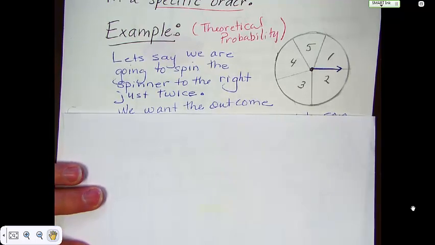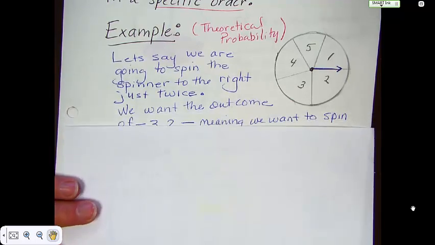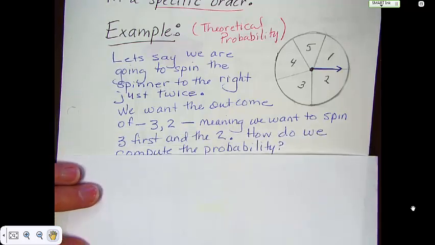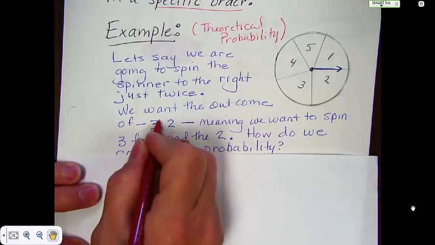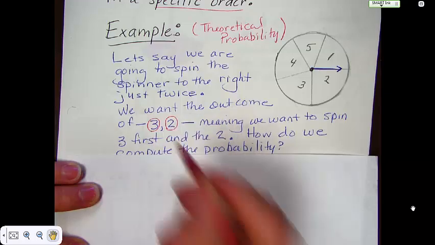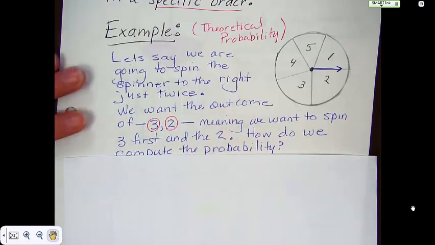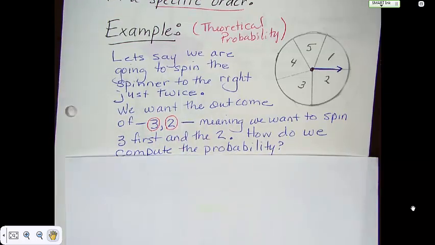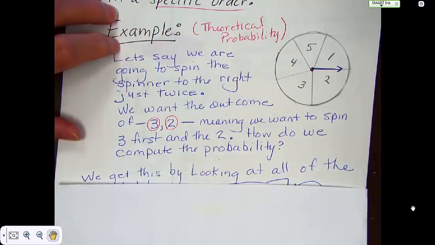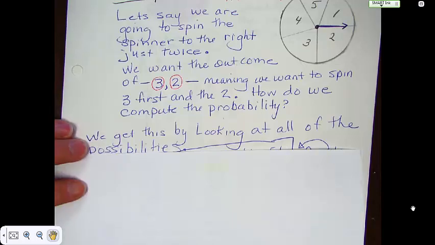Anyway, we're going to spin the spinner twice. We want to know the outcome. We want the outcome of 3, 2, which means we want 3 first, spin, get 3. We want 2 second. Okay? How do we compute that probability? Well, that's just a little more complicated. We get this by looking at all of the possibilities.